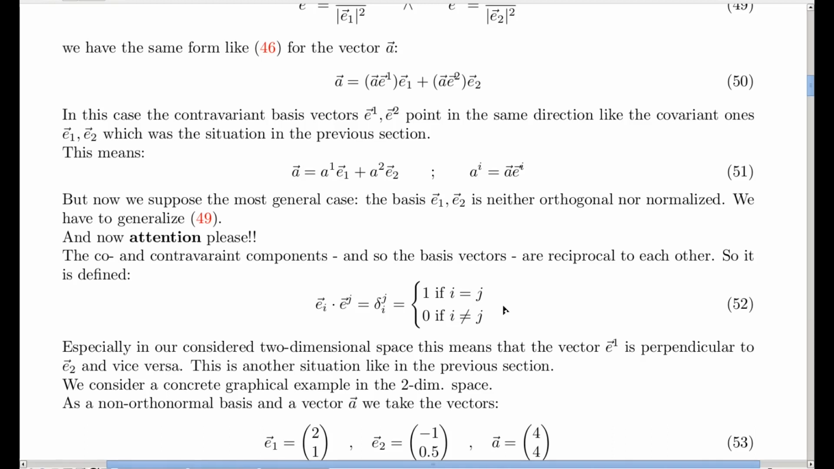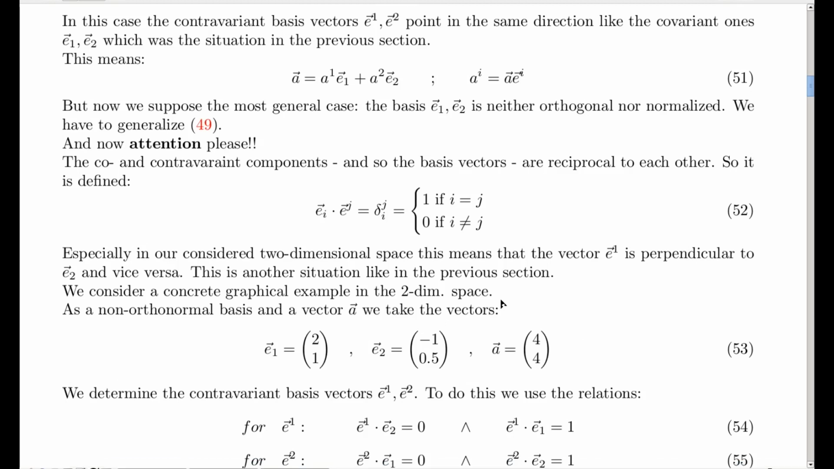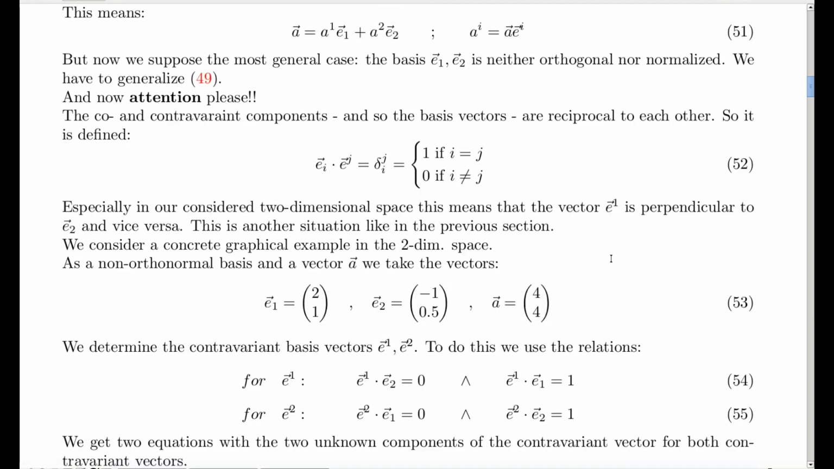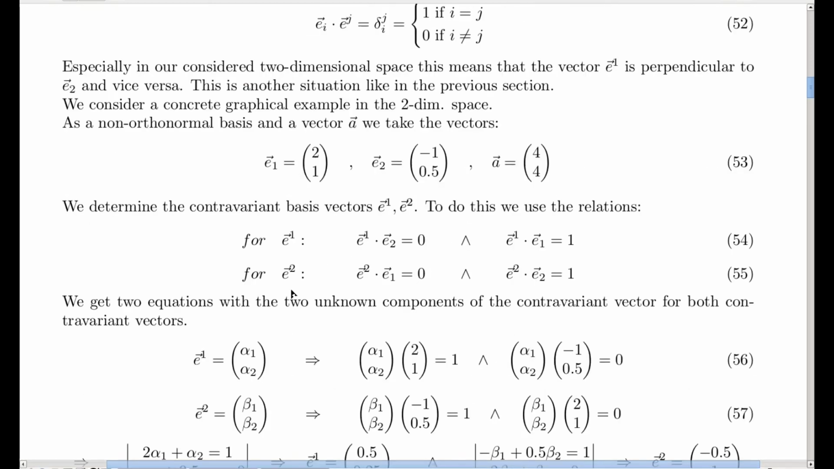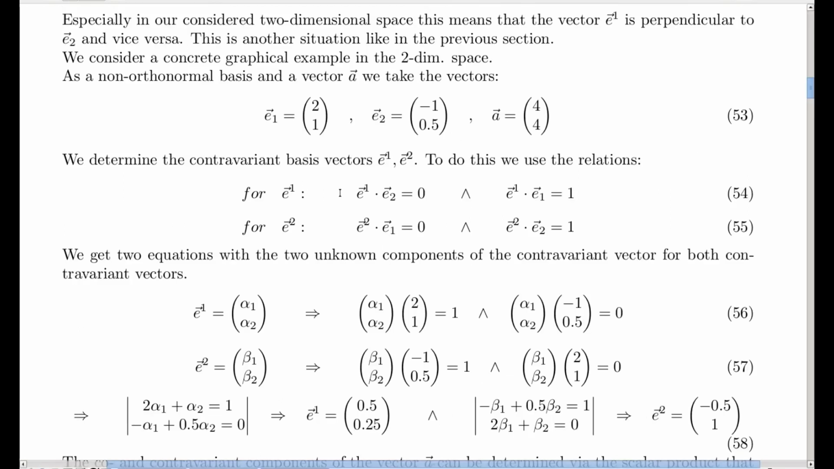So now we consider an example with numbers and make a two-dimensional graphic to that. We say we have the E1 covariant basis vector with the coordinates 2 and 1. Then E2 has the values -1 and 0.5. And we have another vector with the components 4 and 4. So first we have to determine the contravariant basis vectors. To do this, we use the relation 52.